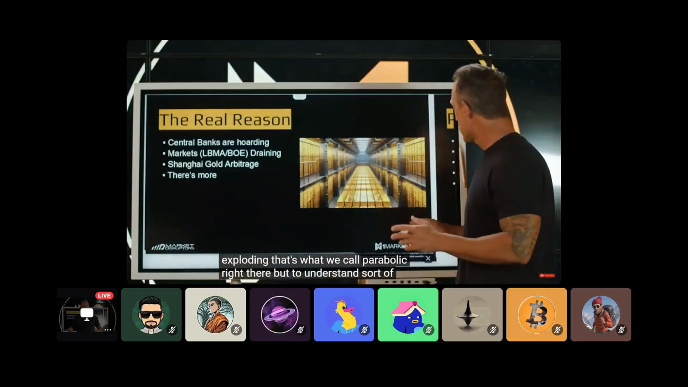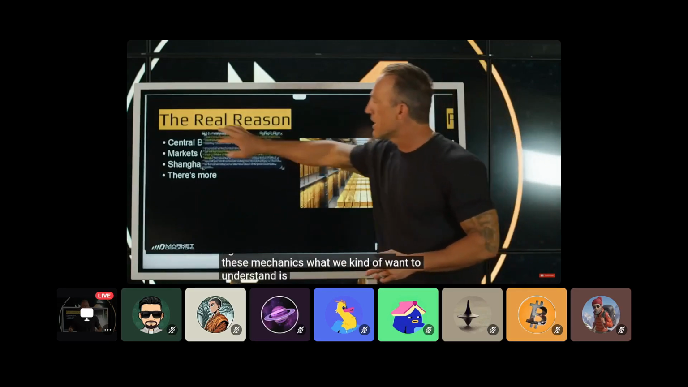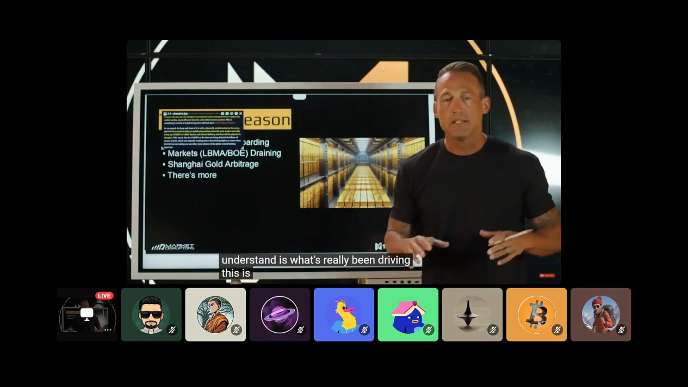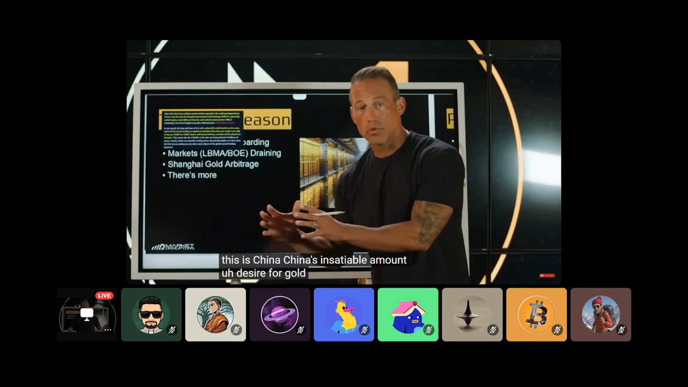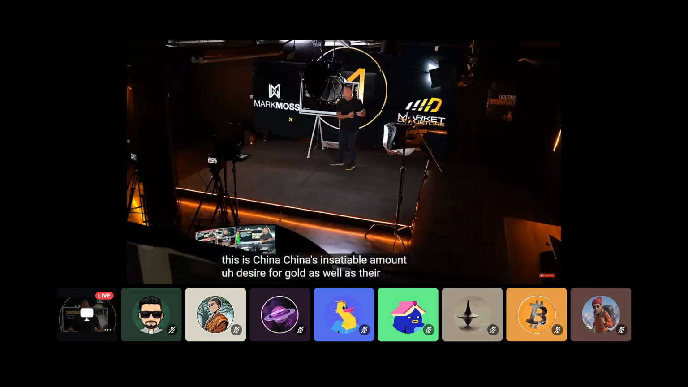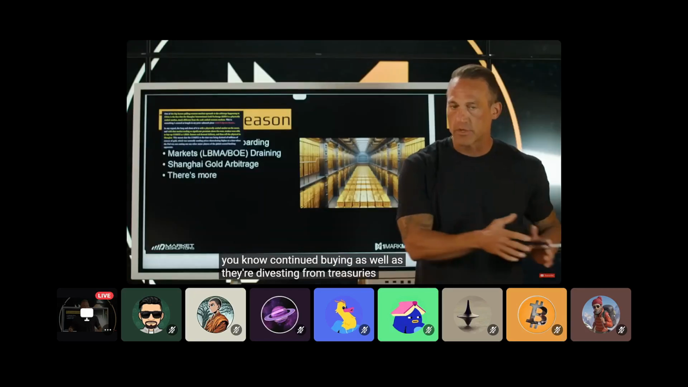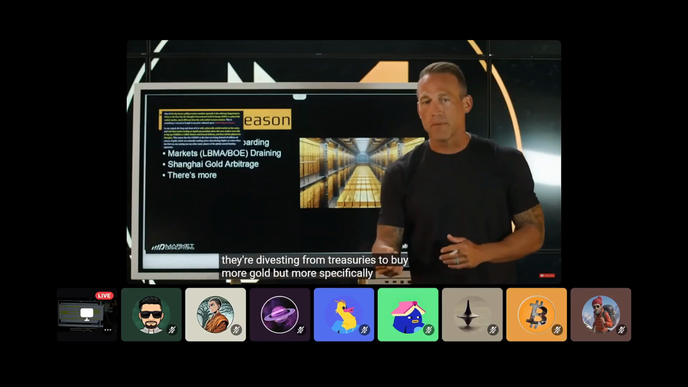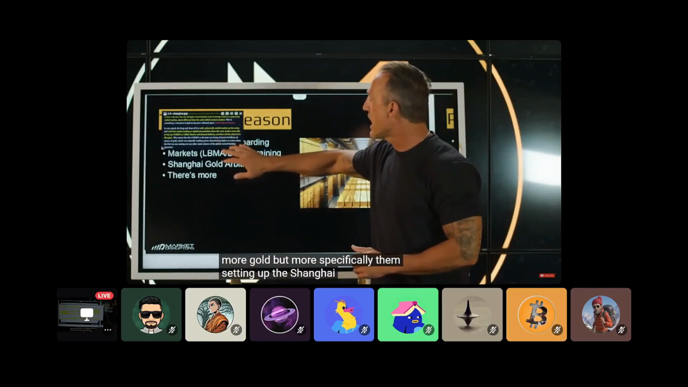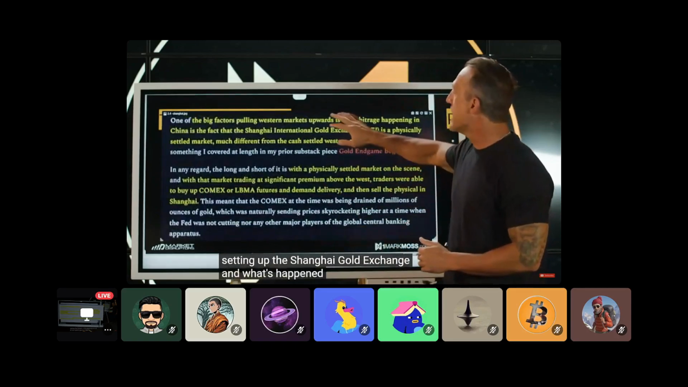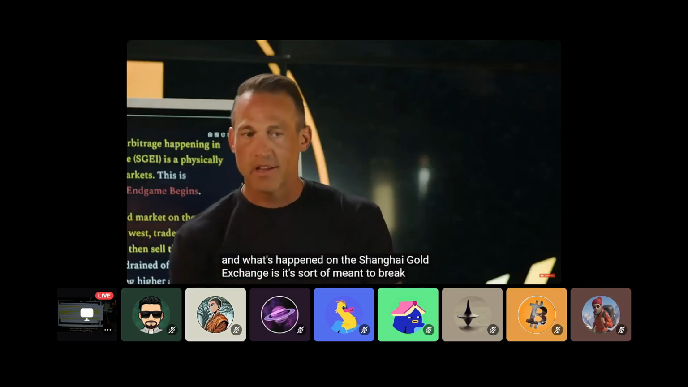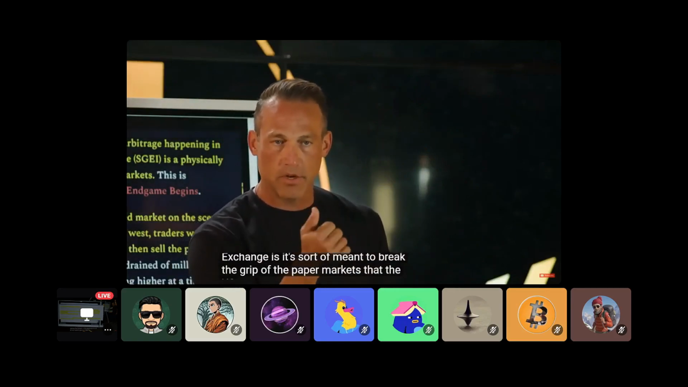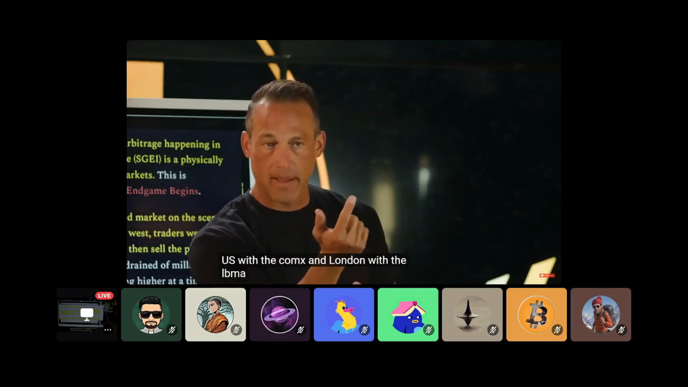But to understand these mechanics, what we want to understand is what's really been driving this. It's China. China's insatiable desire for gold, as well as their continued buying, as well as their divesting from treasuries to buy more gold, but more specifically, them setting up the Shanghai Gold Exchange. And what's happened on the Shanghai Gold Exchange is it's sort of meant to break the grip of the paper markets that the US with the COMEX and London with the LBMA have.